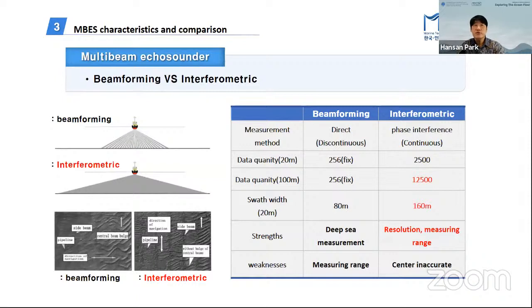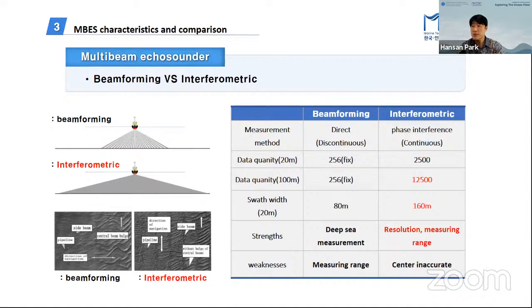So I would like to introduce the characteristics of the multi-beam echo sounder beamforming and interferometry methods. Beamforming multi-beam echo sounder is a method of measuring a number of physically independent beams, up to 256, and the number of beams does not change depending on the depth.